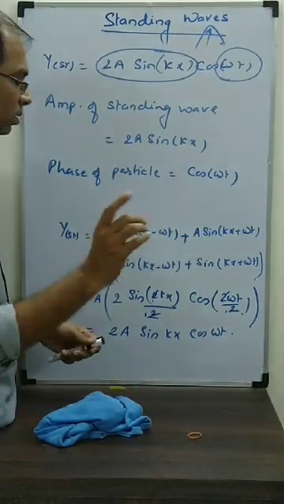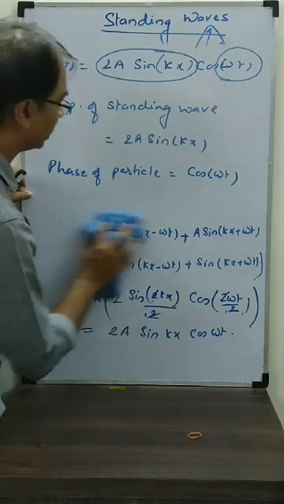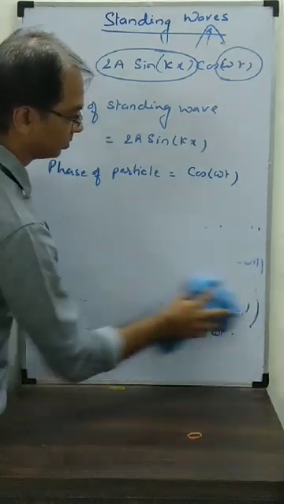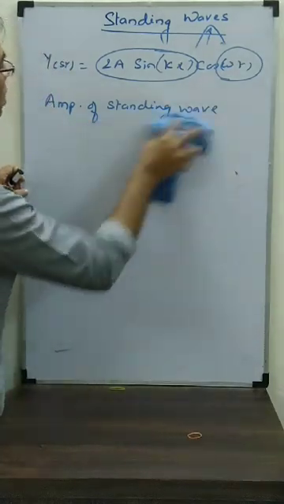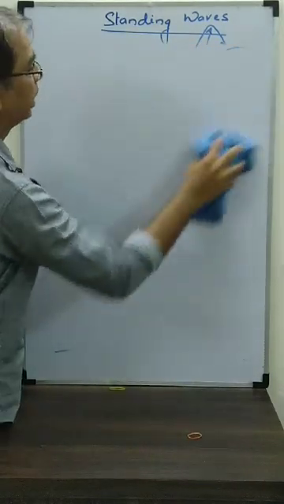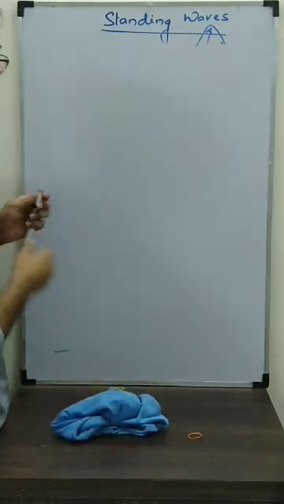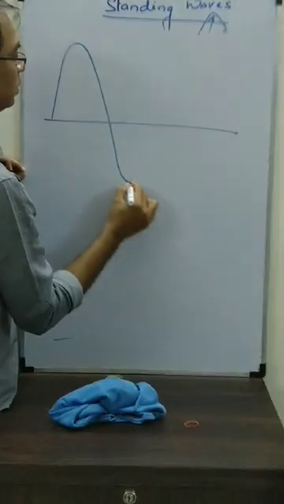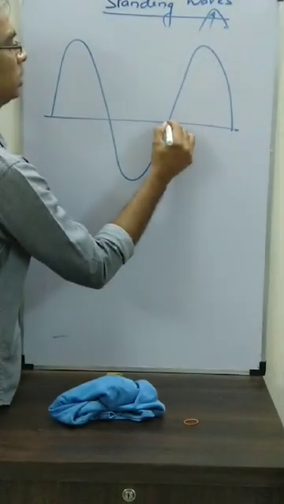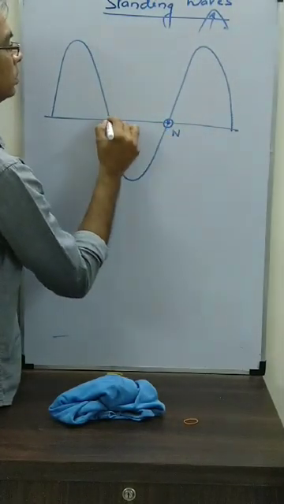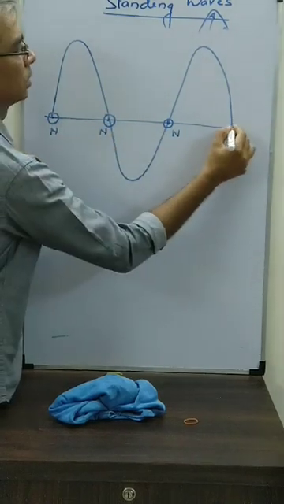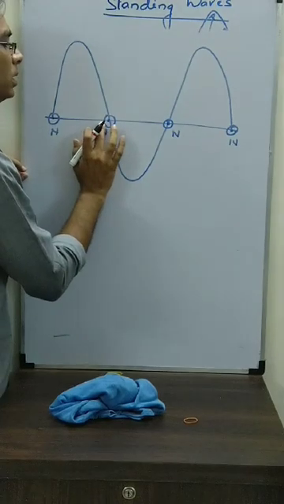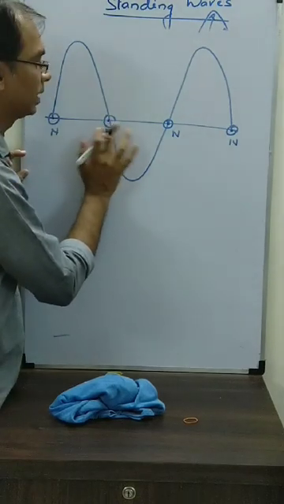So this is the equation of standing wave, and in this one this is amplitude, and this is phase of the particle. Now the last thing that I have to explain as far as the basics of standing wave is concerned, I'll explain right now. This is a standing wave here, with these particles as nodes. These are nodes, and these particles are actually not moving at all. These are the particles at rest.